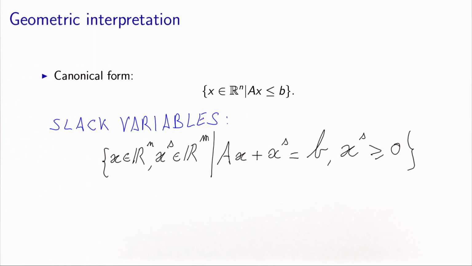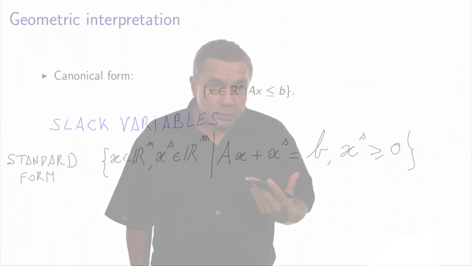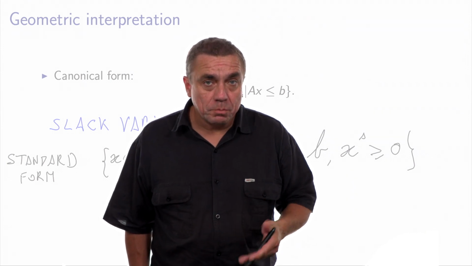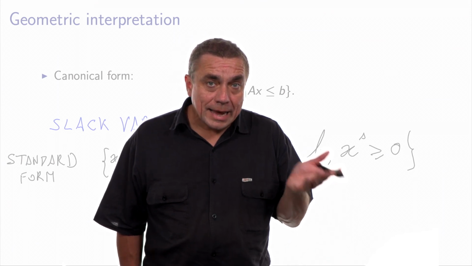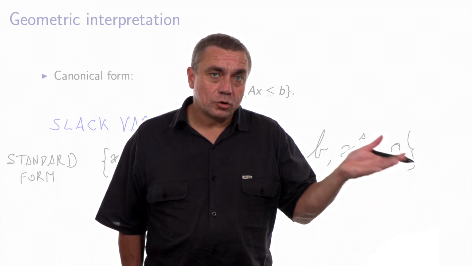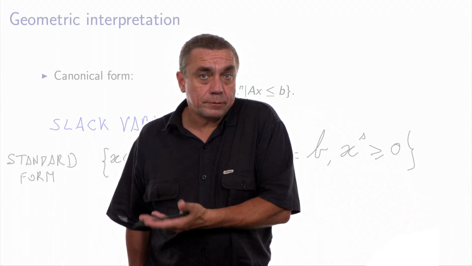It's interesting to note that by transforming the canonical form into a standard form, the dimension of the polyhedron changes. In canonical form, we had a polyhedron in Rn, where n was the number of variables. But now we have included the slack variables. So the total number of variables involved in the polyhedron in standard form is n plus m: n, the number of original variables, and m, the number of slack variables, one for each constraint.